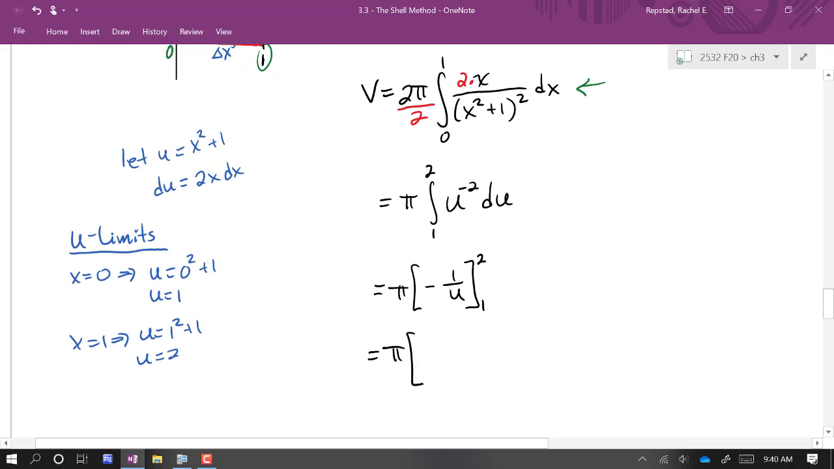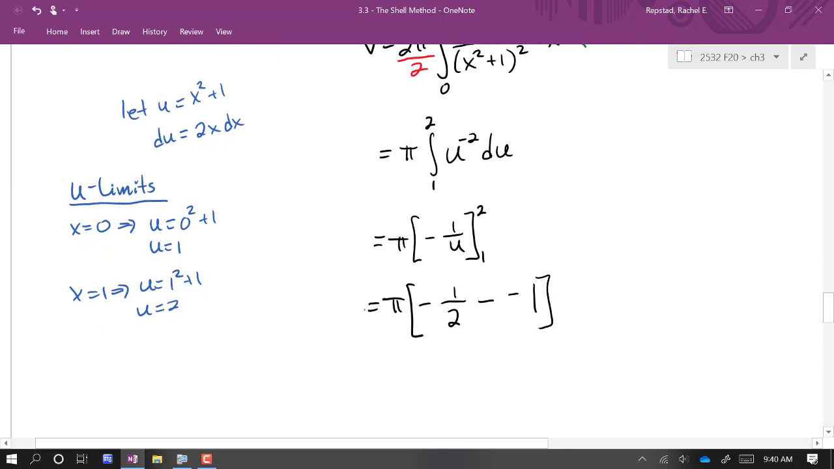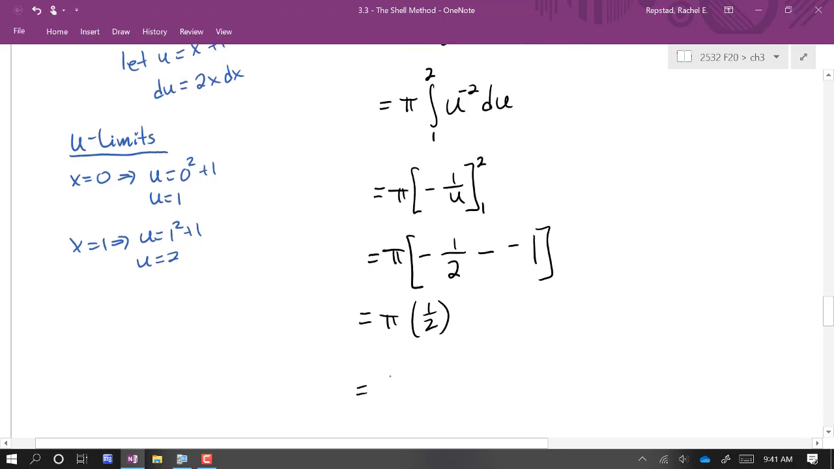So now if we plug in these u limits, I get minus 1 over 2 minus, if I plug in 1, you just get -1, so minus a -1. Let's see, -1/2 plus 1 is 1/2. So we get pi over 2 for our volume.